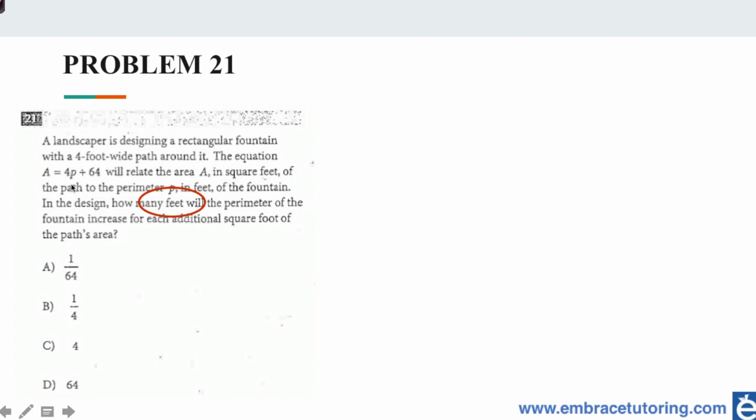Now, there are multiple ways of doing this problem, but I think theoretically the best way to do this is really just to test the numbers. So what I'm first going to do is solve for p. Here I have A equals 4p plus 64. I'm going to bring my 64 over to the other side, and then I'm going to divide both sides by 4. So here I have A minus 64 over 4 will give me p.